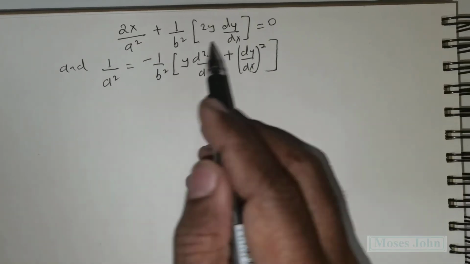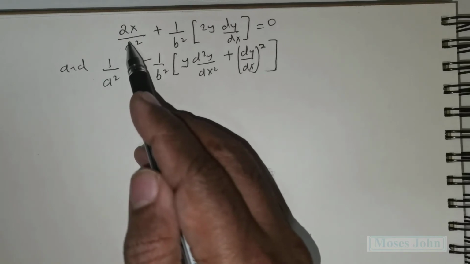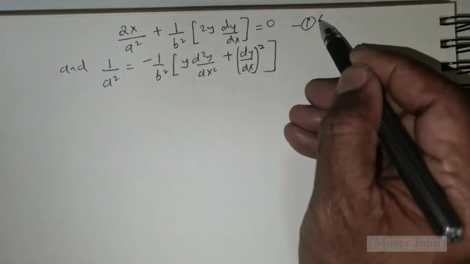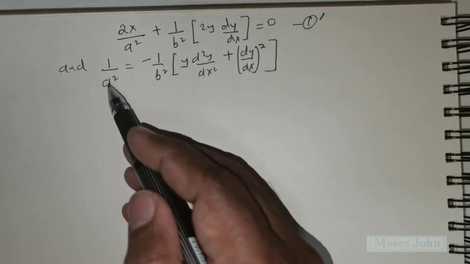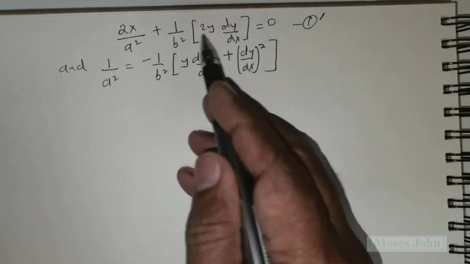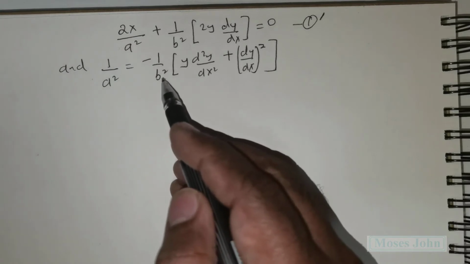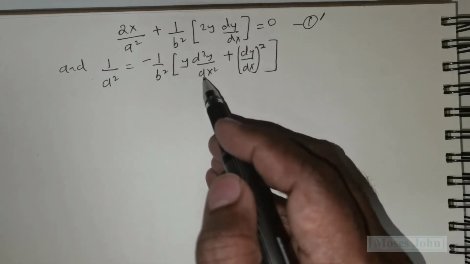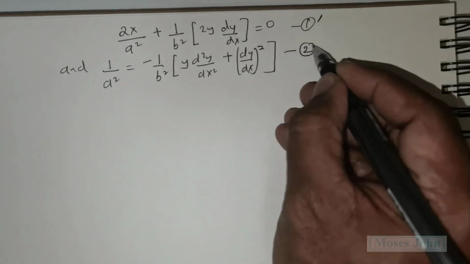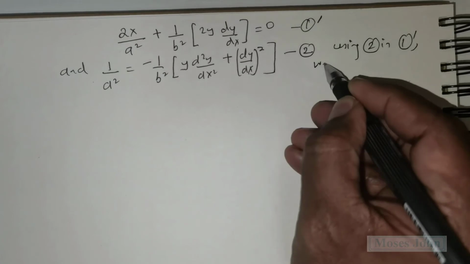This is the first order differential which we obtained when we differentiated the ellipse equation with respect to x. So I'm going to take this as 1 dash. And after differentiating this above equation again, we got 1 over a squared to be equal to negative 1 over b squared times y times d squared y over dx squared plus dy over dx raised to the power 2. Now I'm going to take this as 2. Now this is an important statement. Using 2 in 1 dash, we get, you need to write the statement.